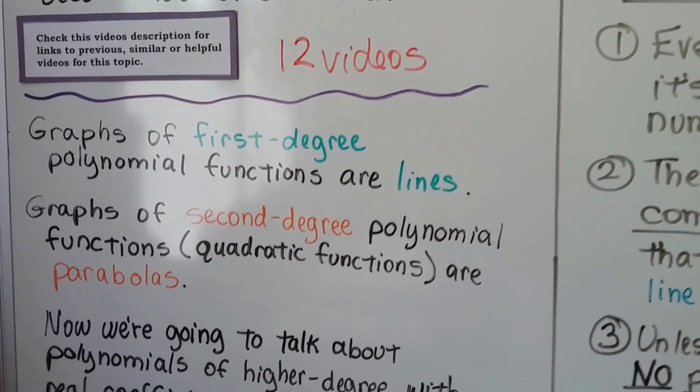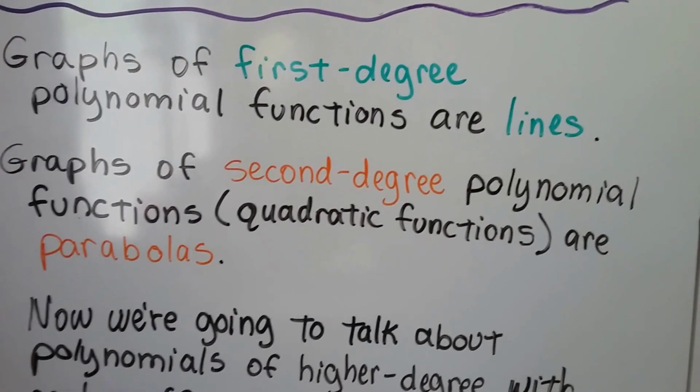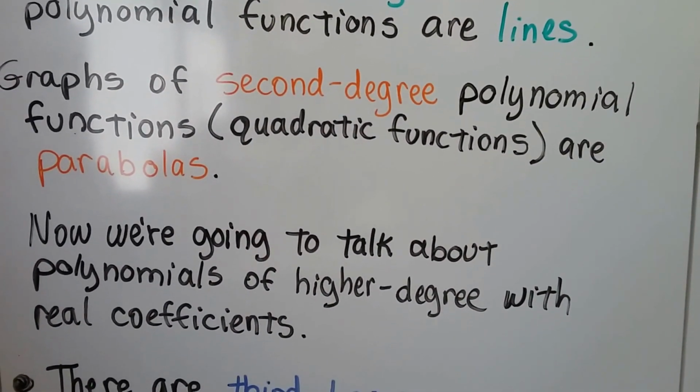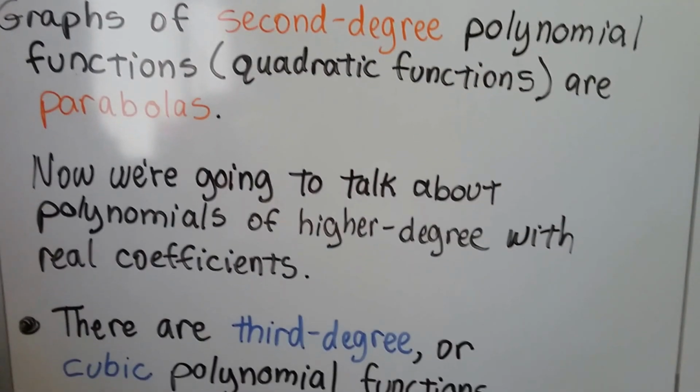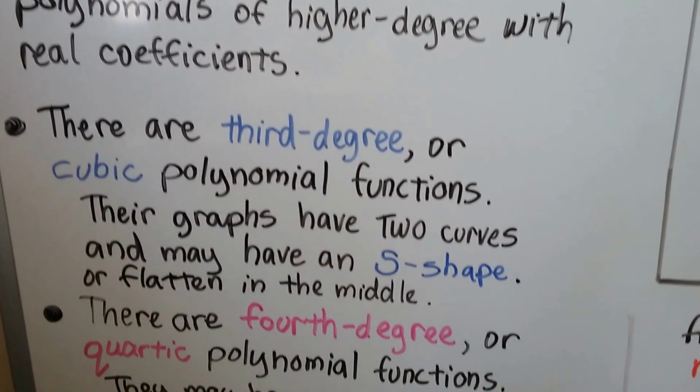So graphs of first-degree polynomial functions are lines. And graphs of second-degree polynomial functions, you know, those quadratic functions, they're parabolas. So now we're going to talk about polynomials of higher degree with real coefficients.